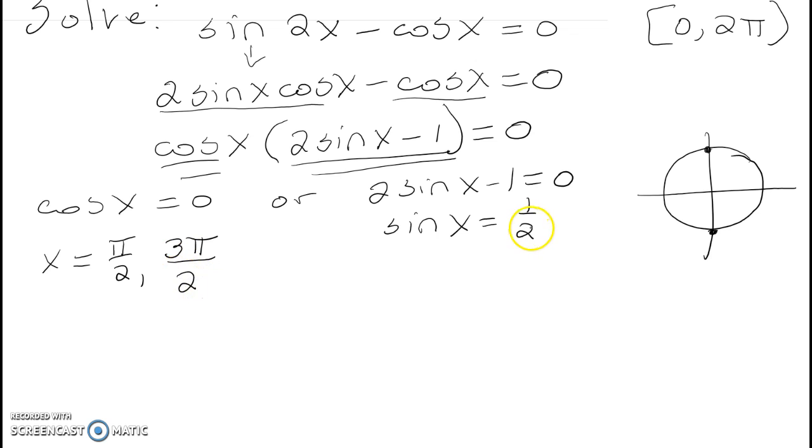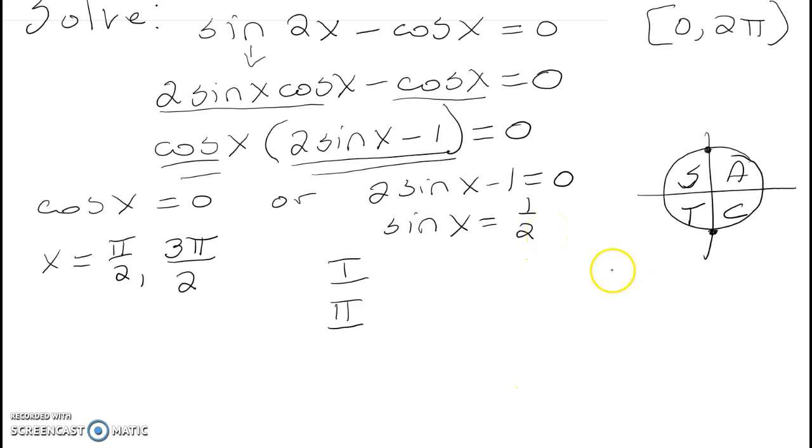Now, for sine x equals 1/2, recall that first of all, sine is positive in quadrants 1 and 2 using the quick mnemonic All Students Take Calculus. All the functions are positive in quadrant 1. Sine and its reciprocal are positive in quadrant 2. Tangent and cotangent are positive in quadrant 3. And cosine is positive in quadrant 4. Since sine x is equal to positive 1/2, we are looking for angles in quadrants 1 and 2.